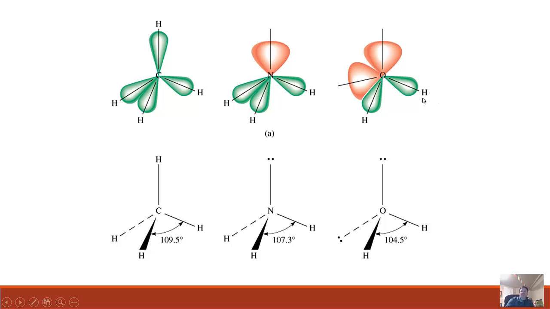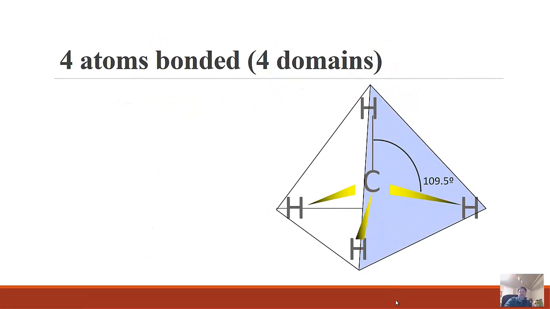Now if we do H2O, water, we have 2 lone pairs here. So we're going to reduce that bond angle even more to 104.5. Okay, so this is where it gets a little bit tricky, and like I said, unfortunately, yes, AP often asks you about these bond angles.